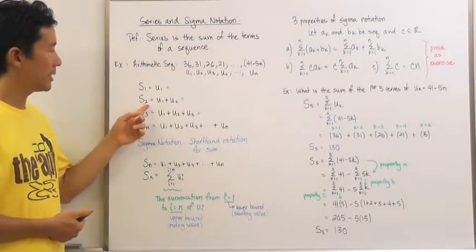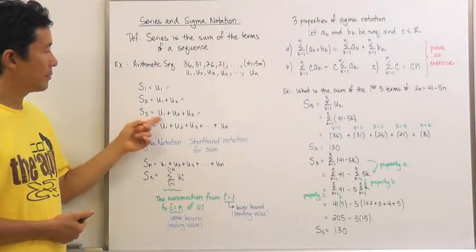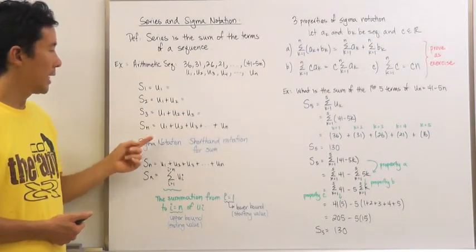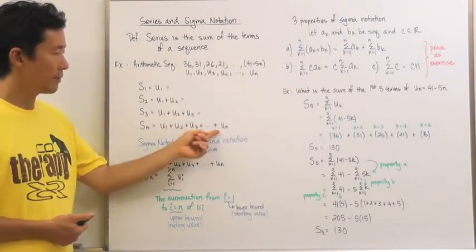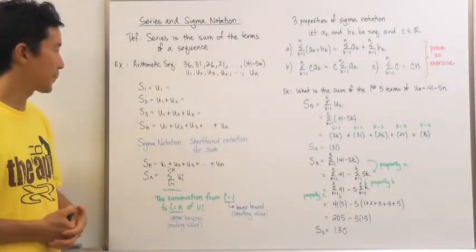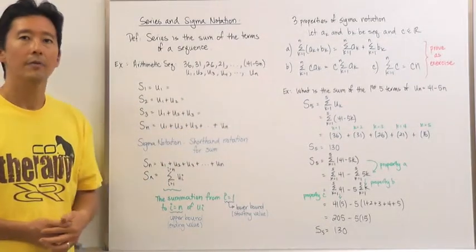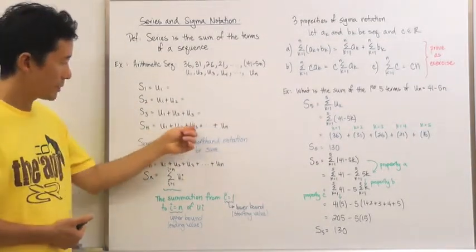S sub 2, on the other hand, is going to be the sum of the first two terms of the sequence. S sub 3 is going to be equal to the sum of the first three terms. And S sub n is the sum of the first n terms of the sequence. Now, of course, as you can see, this is going to get quite long if we write all of the terms out.